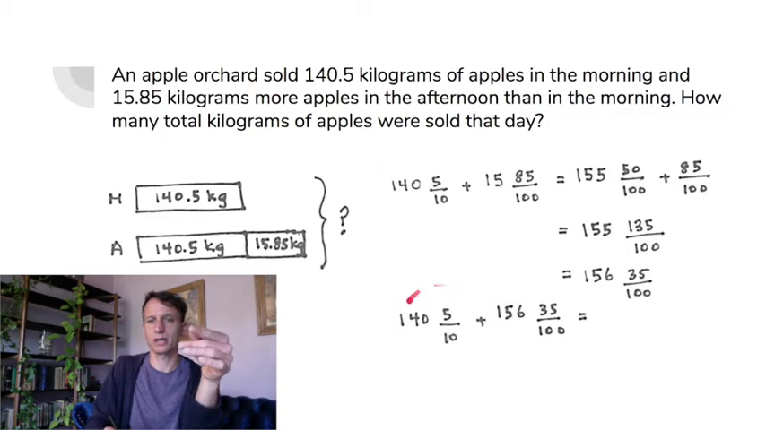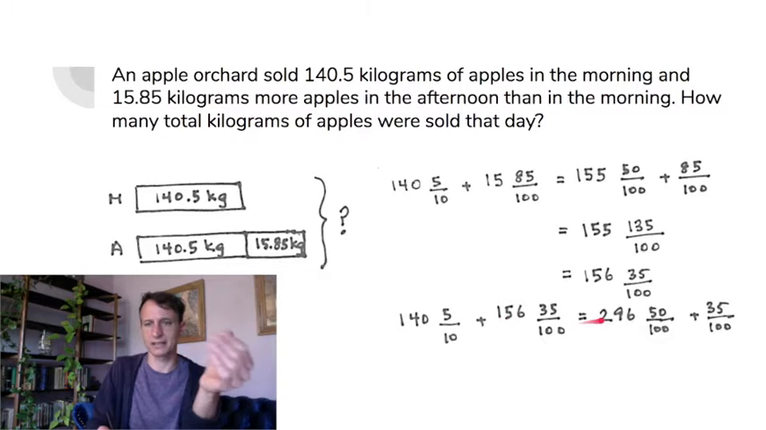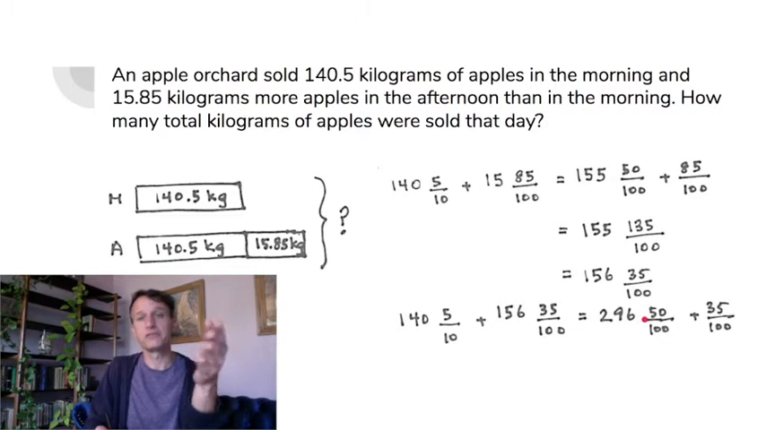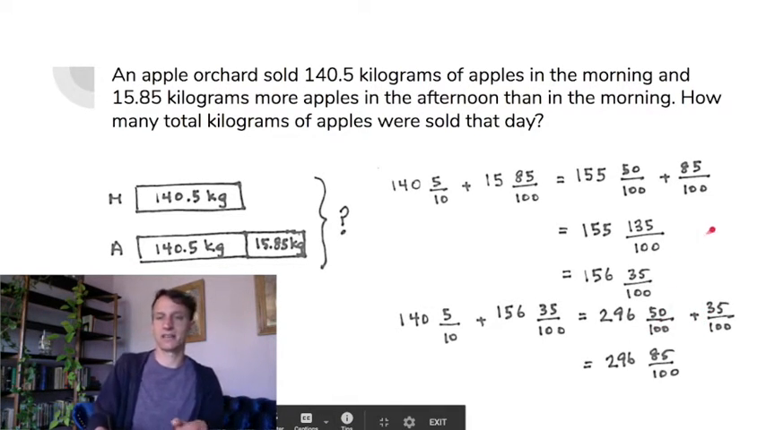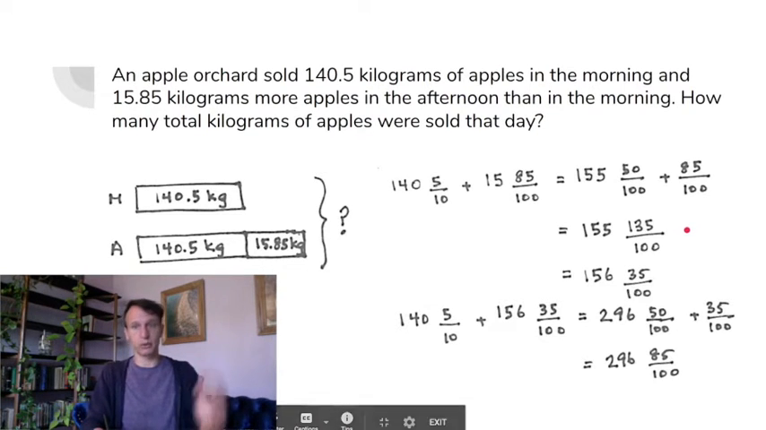So 296. And of course, we'll want to rewrite the 5/10 as 50 hundredths. So 296, and then we have our fractional parts. 50 hundredths, 35 hundredths. Okay, that's pretty straightforward at least. Total of 85 hundredths, so 296 and 85 hundredths, because we don't have to decompose anything.